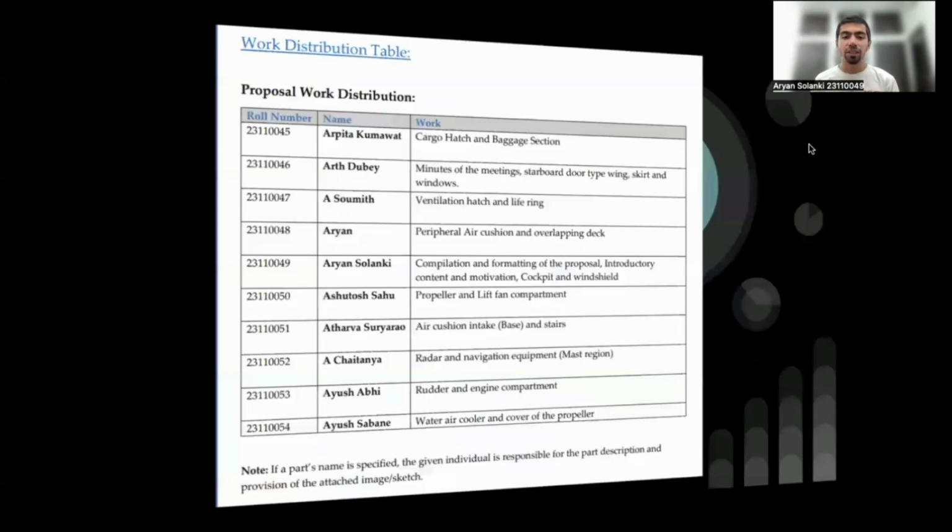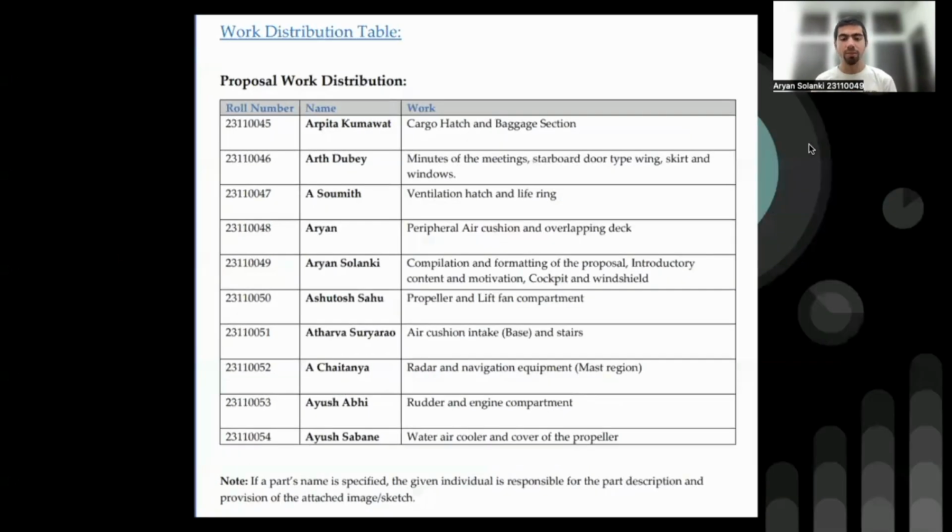The following is a work distribution table snapshot from the sketch report. It is of our proposal making phase. I would request the viewer to pause the video and have a look at it.